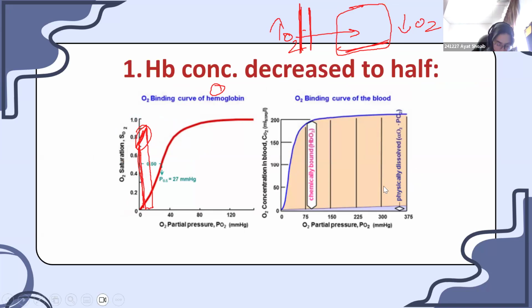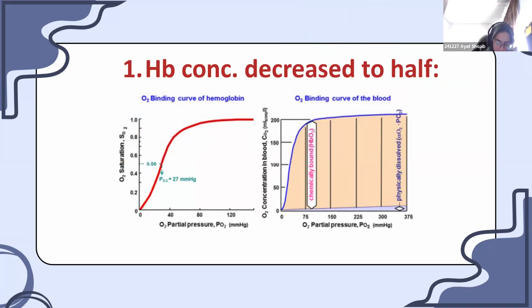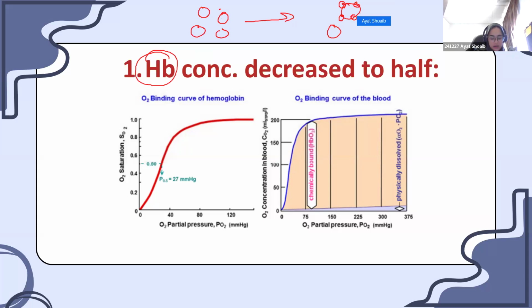Okay, I want you guys to try and answer this if you can. So hemoglobin. For example, let's say I had 4 molecules of hemoglobin, and I reduce this to only 2. Can you tell me what happens to this curve with concentration? This one has saturation, this one has concentration. Can you guys guess?